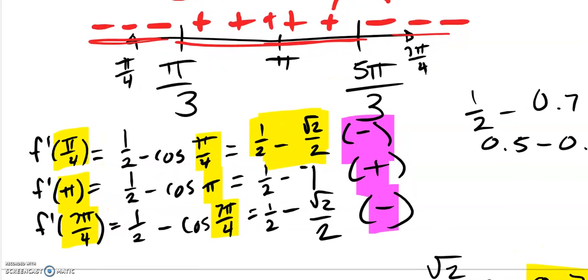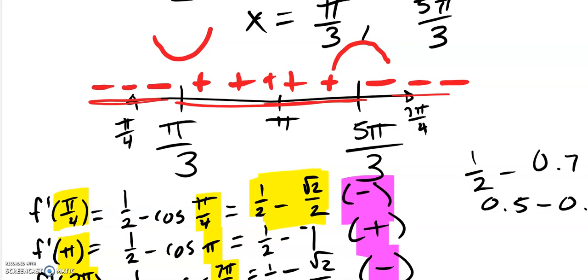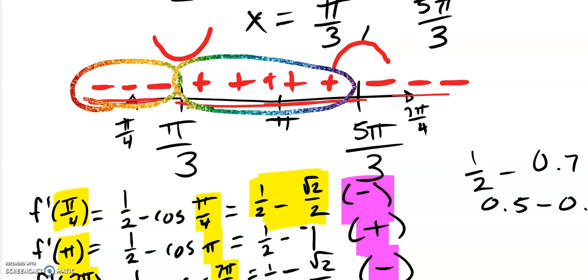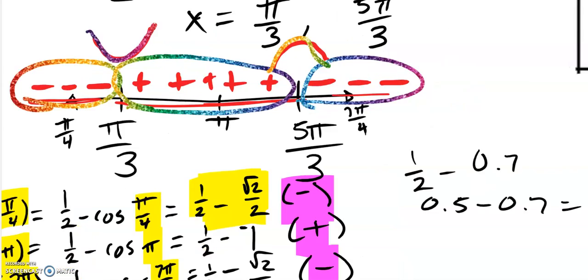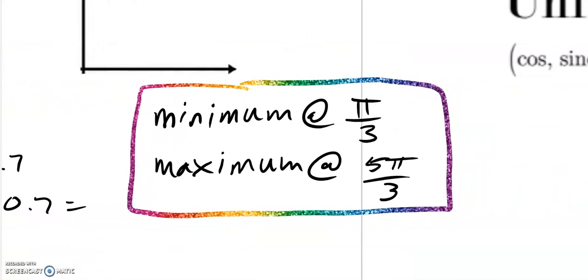We know that it's negative on the left side of our first critical point, which is pi over 3. So it's negative values here. Then in between pi over 3 and 5 pi over 3, it's increasing. And then to the right of 5 pi over 3, which is our other critical point, it goes back to decreasing. So we know that it's got a minimum here and a maximum there. Those are our relative extrema. So the minimum occurs at pi over 3, and then the maximum occurs at 5 pi over 3.